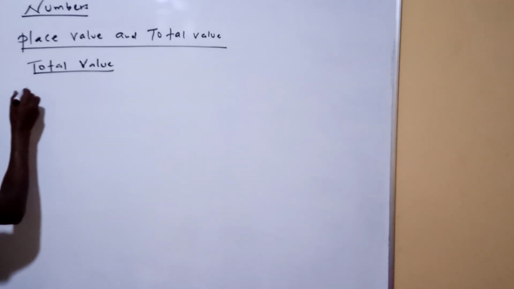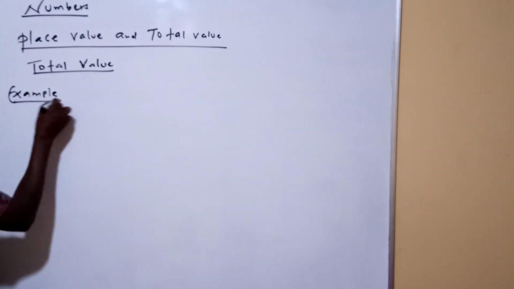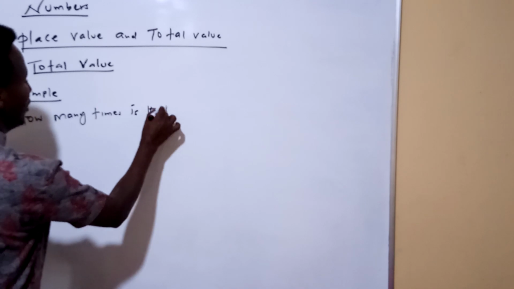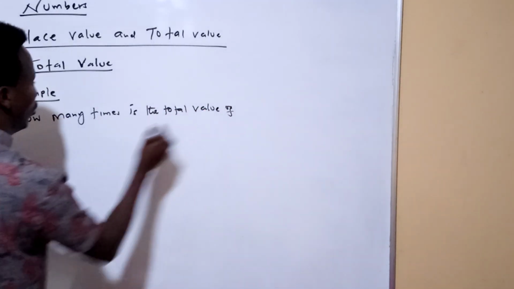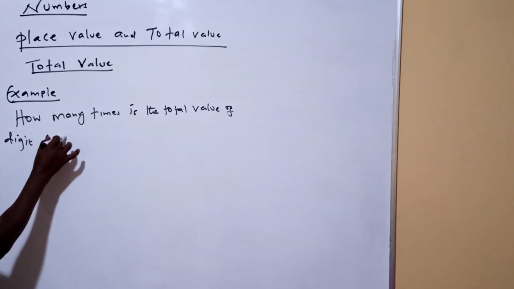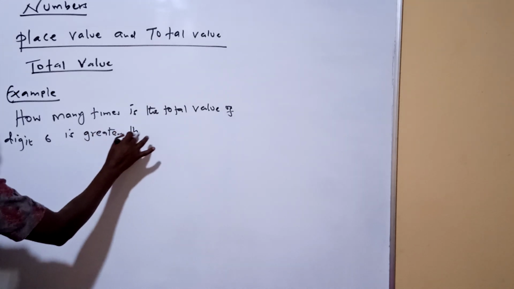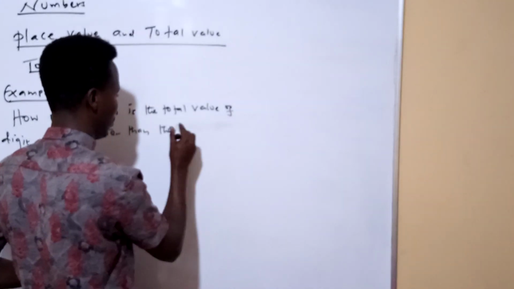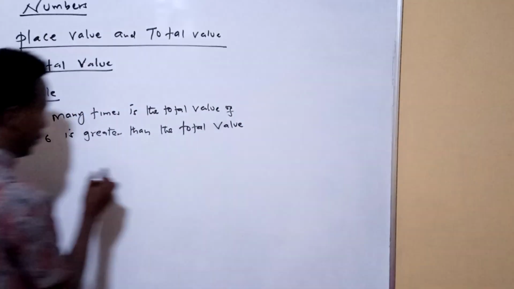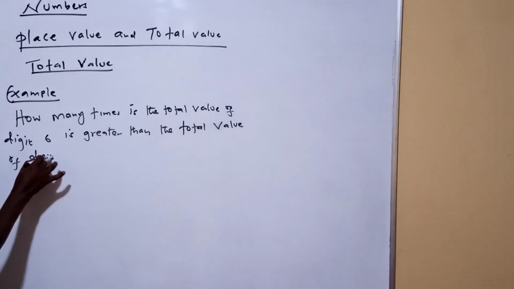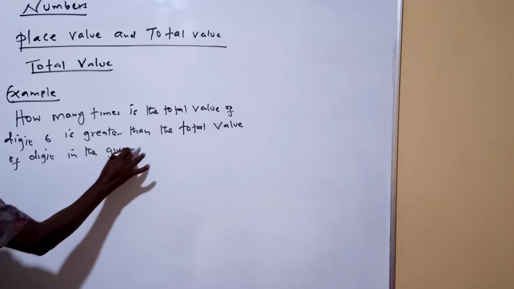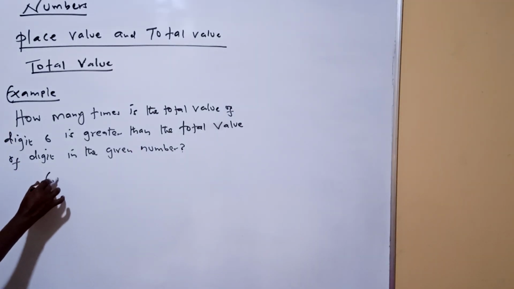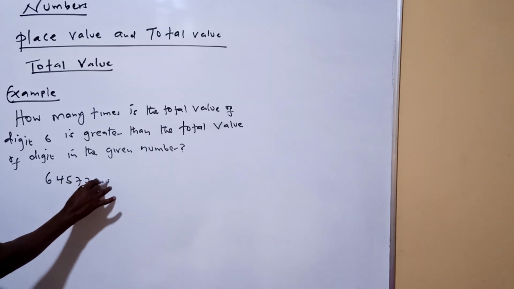You'll be told, let me write this one, the application. Example 1. You're told: how many times is the total value of digit 6 greater than the total value of digit 2 in the given number? So this must be a question mark. Assume this is the number we are having: 6, 4, 5, 7, 2, 9, 8.